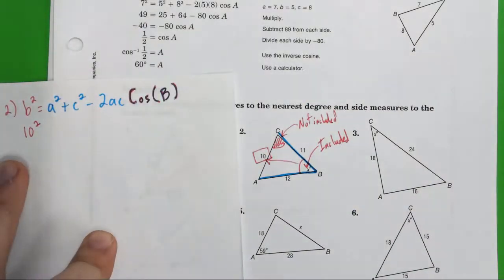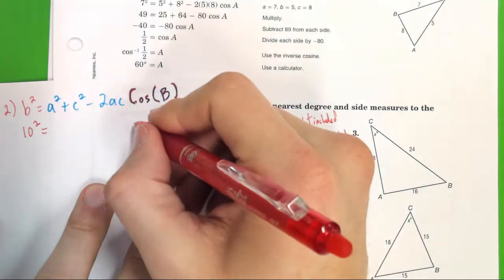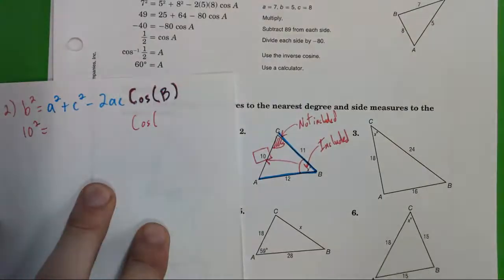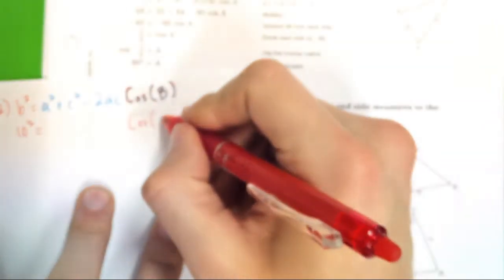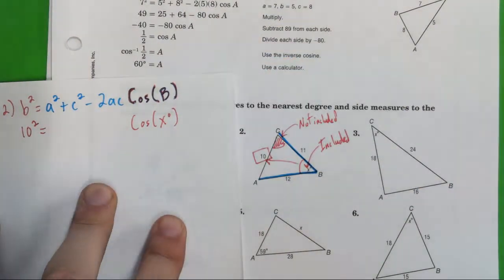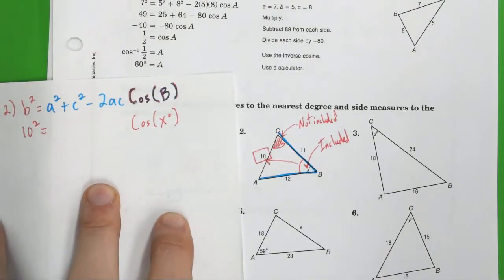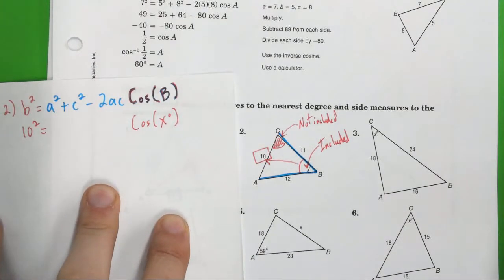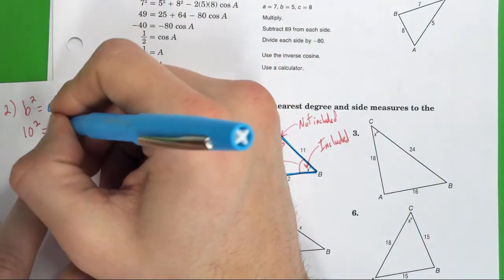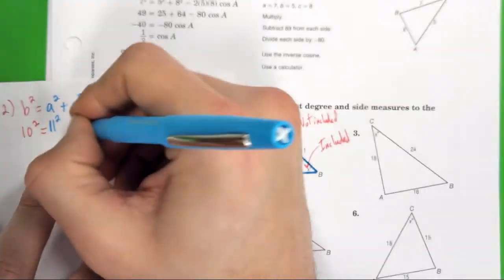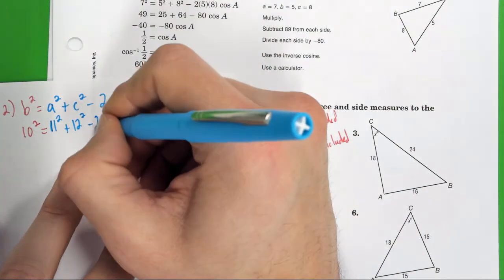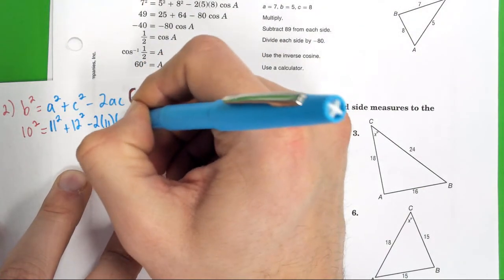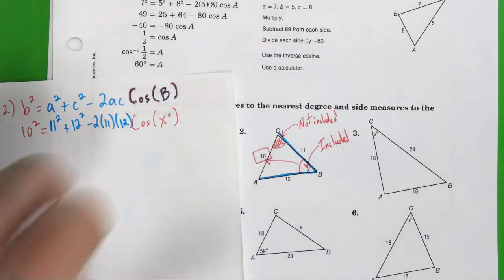So we've got 10 squared. If you want to go ahead and write cosine of your angle, that's fine. It's up to you. Now the angle is represented by x. That's okay. We just don't know the angle. We'll do a little fancy trick at the end. We'll be good to go. The other two side lengths are 12 and 11. I've got 11 squared, plus 12 squared, minus 2 times 11 times 12, times cosine of x.